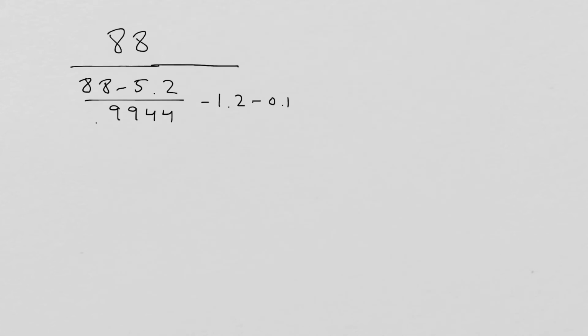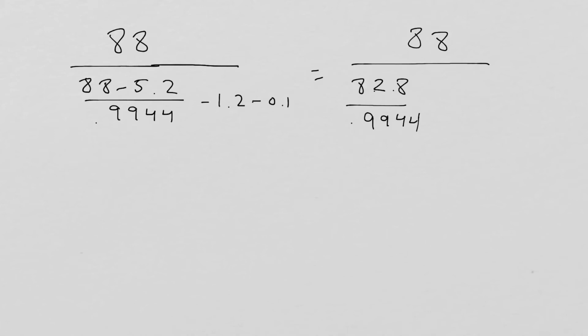Let's first set it up. So 88 is our mass in the air, and that goes in the numerator. Then in the denominator, of course, we'll have 88 minus 5.2, the mass in the air minus the mass underwater, divided by the density of the water, 0.9944, and then subtracting the GI volume and residual volume. This, of course, is going to equal, now 88 is going to remain in the numerator, and now we get 82.8 divided by 0.9944 minus 1.2 minus 0.1.